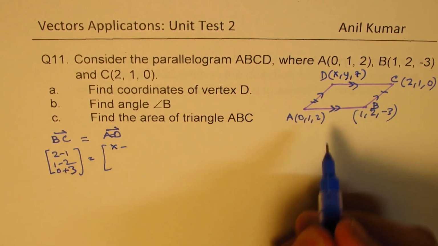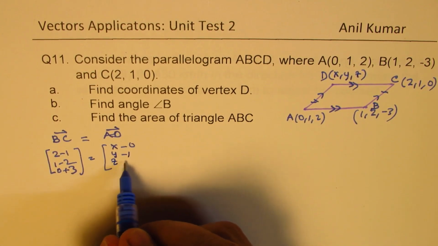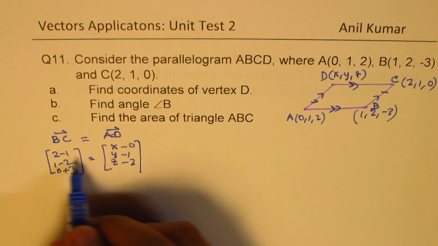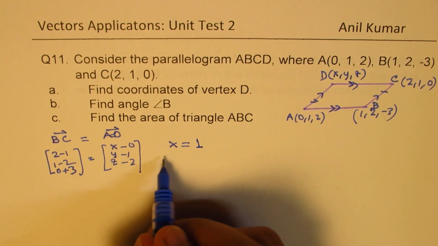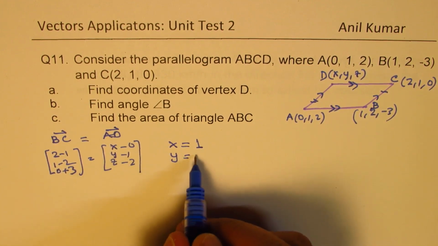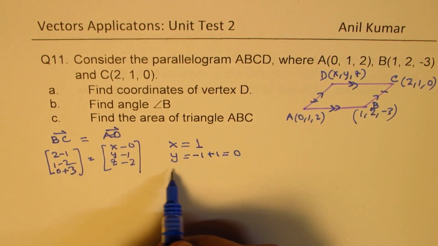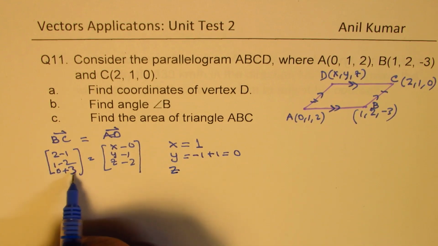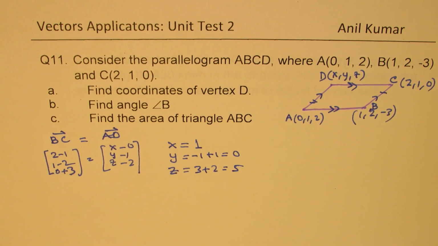So it is X minus 0, Y minus 1, and Z minus 2, correct? If you compare, you get X equals 2 minus 1, which is 1. Y minus 1 is minus 1, and that goes to this side, plus 1, which is 0. Z minus 2 will be 3, so Z will be 3 plus 2, which is 5. Is that clear to you?